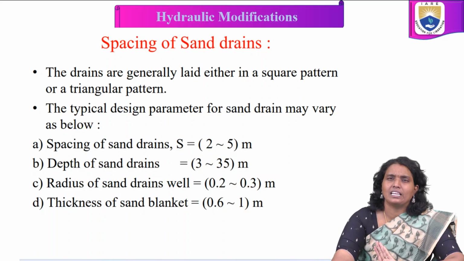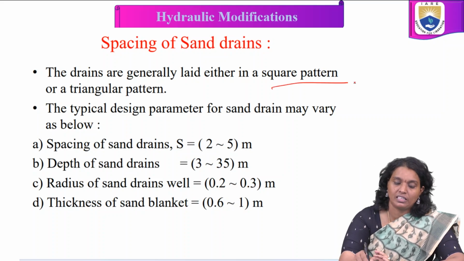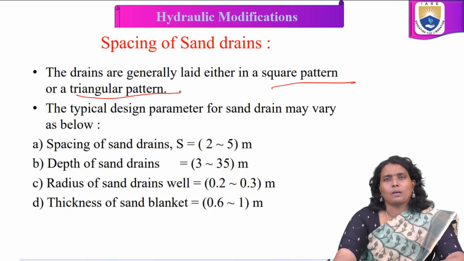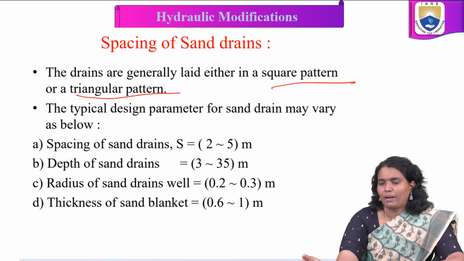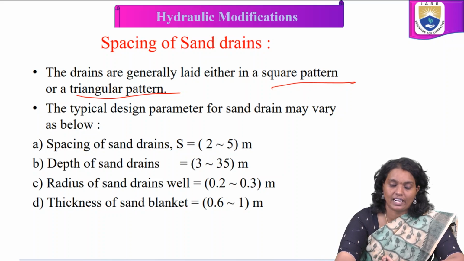Coming to the spacing of the sand drains, it depends upon various conditions. The drains are generally laid either in a square pattern or a triangular pattern. In practical cases, we observe these two different types of patterns, one square and the other triangle. So the typical design parameters of a sand drain may vary only within these. The spacing of sand drains is 2 to 5 meters.